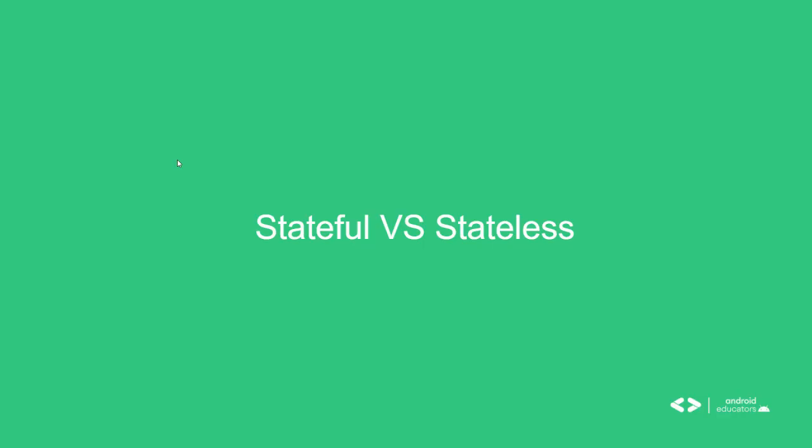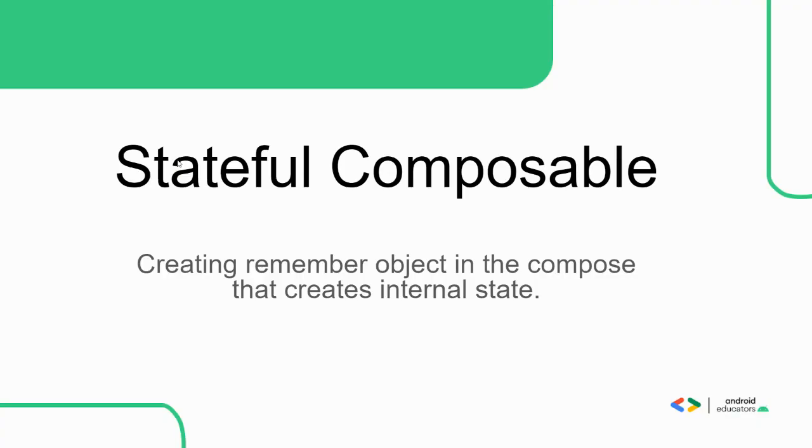Okay, now this is what we talked about regarding state: what is the state, and how you can remember your state for recomposition. Now let's talk about stateful versus stateless. So what is stateful? Stateful is basically creating a remember object in the compose that creates internal state. What is the meaning of this? In your compose, if you create a remember object, that means you are creating an internal state for that particular function. So that is stateful. Now your function or your UI is stateful for that compose.